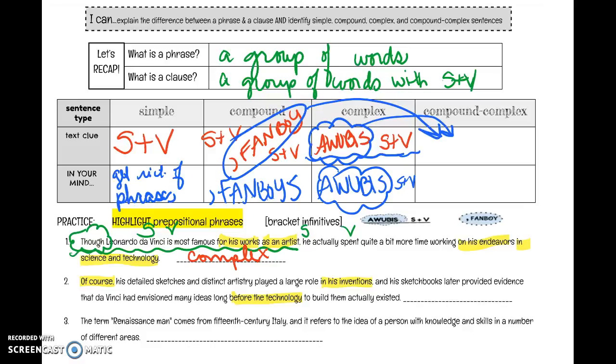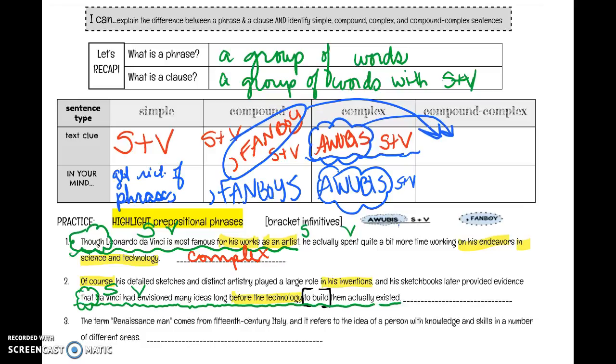I see "to" here. I know that "to" can be a preposition or an infinitive, so let me think about how "to" is being used. To build. Build is a verb. This must be an infinitive. All right. Now I'm going to go look for my AWUBIS. Do I see an AWUBIS anywhere in this sentence? And I see "that." That tells me I have a dependent clause. That who? Da Vinci. What did Da Vinci do? He had envisioned. Okay, so my clause goes all the way to the end of that idea. That Da Vinci had envisioned many ideas long before the technology to build them actually existed.